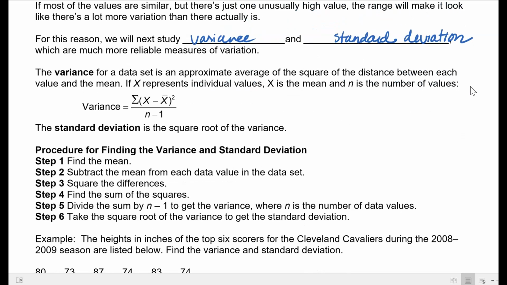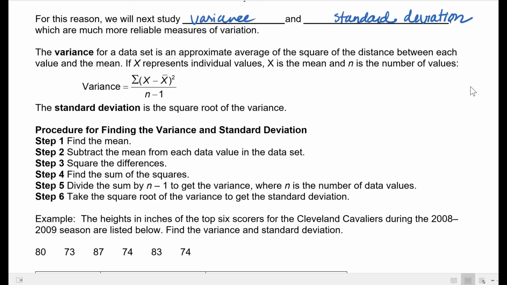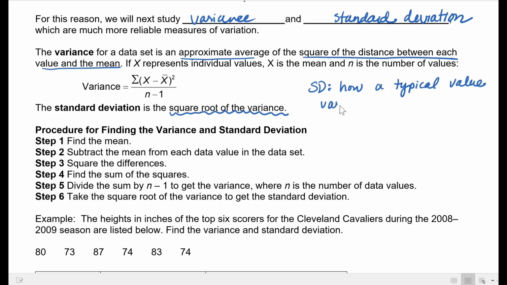So let's first talk about variance. The variance for the data set, and this is kind of a mouthful, but we'll talk about it and then do an example, is the approximate average of the square of the distance between each value and the mean. And the standard deviation is the square root of the variance. The simplest way to think of standard deviation is how a typical value varies from the mean. It tells you how spread out the data is.